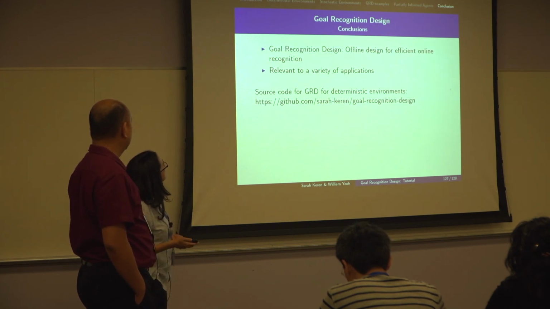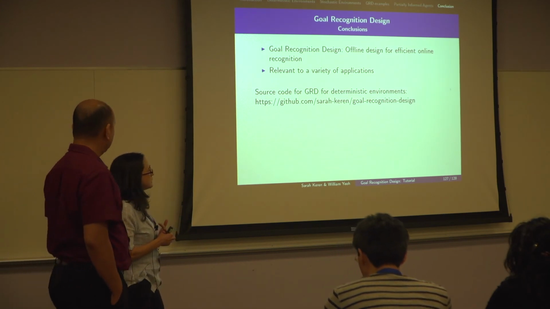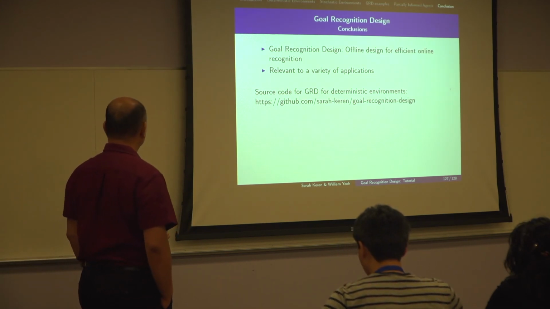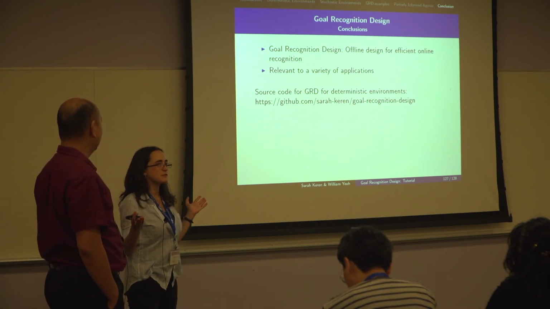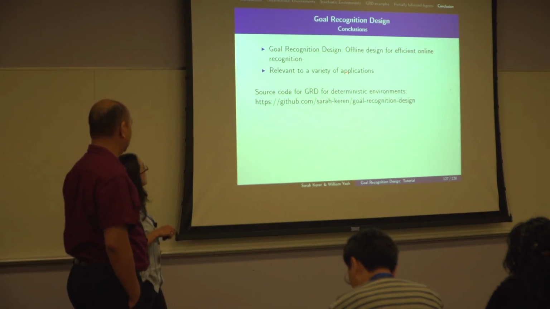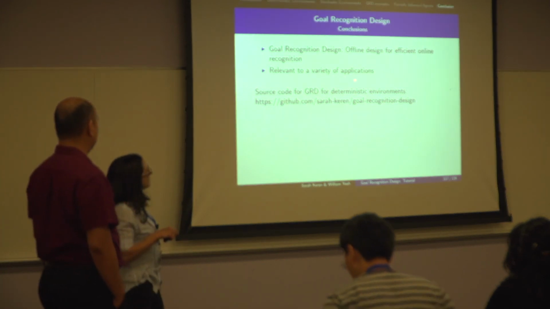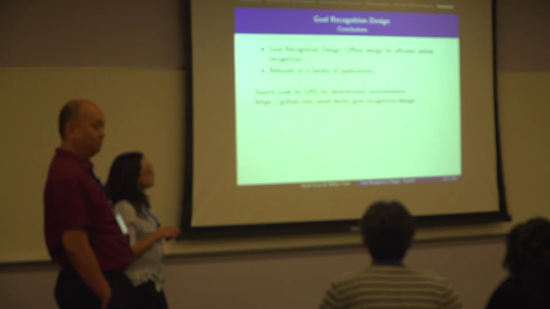So in terms of conclusion, what we showed you is goal recognition design as a way to perform offline design for efficient online recognition. Hopefully I managed to convince you that there are a variety of applications to which this is relevant, and if you want to see the code and benchmarks that I've used for my work, they are all here in my GitHub repo.